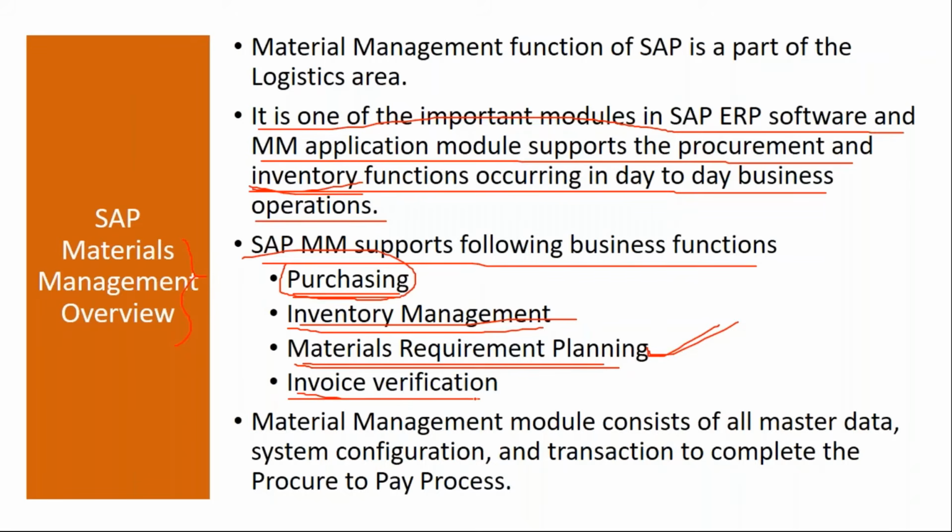Then comes invoice verification. Invoice verification means bill. Normally, after the supplier supplies the material, he will send his invoice, because we need to make the payment to him. He is providing the materials to us, so for the payment, he will send us an invoice. We need to check that invoice according to the agreed terms, the quantity he supplied, and the price agreed. All that verification we need to do.